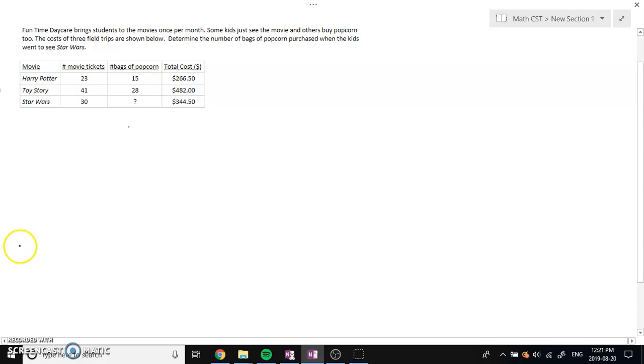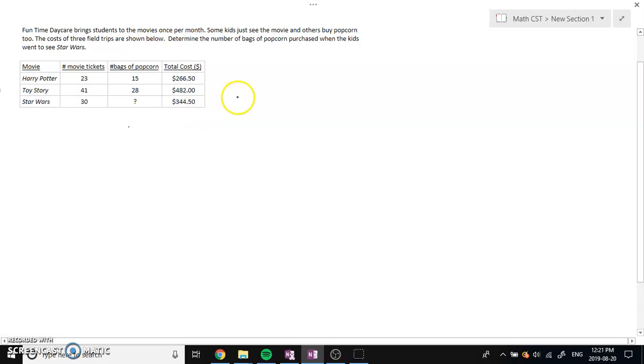In this example, the Funtime Daycare brings students to the movies once per month. Some kids just see the movies and others buy popcorn too. The costs of 3 field trips are shown below. Determine the number of bags of popcorn purchased when the kids went to see Star Wars.